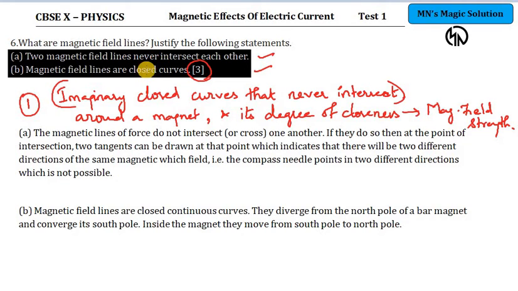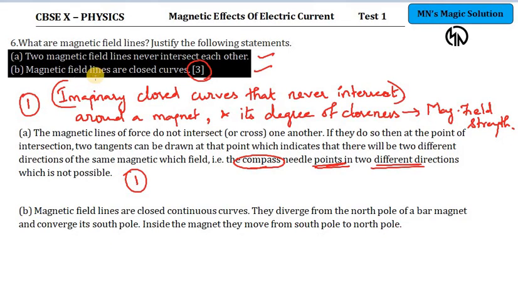Then justification of the two concepts. What is the first concept? Two magnetic field lines never intersect each other. If they did intersect, and you keep a compass needle at that point of intersection, then the needle would have to point in two different directions. Is that a possibility? No. Therefore field lines never intersect each other. For writing the explanation, 1 mark.